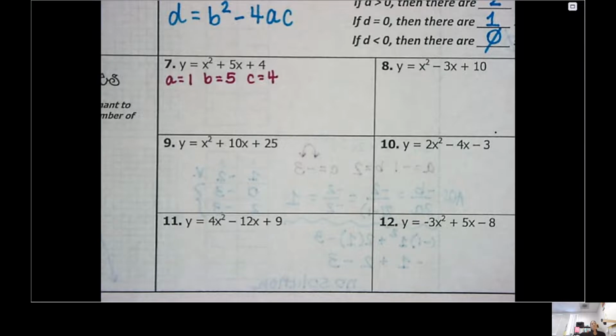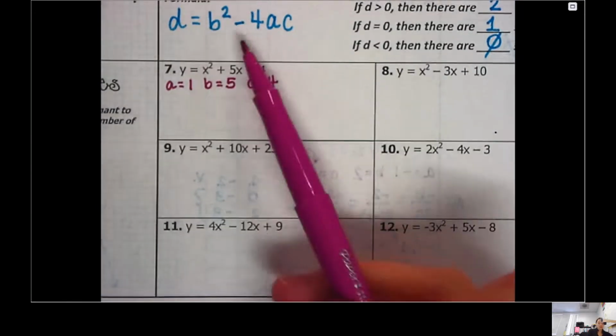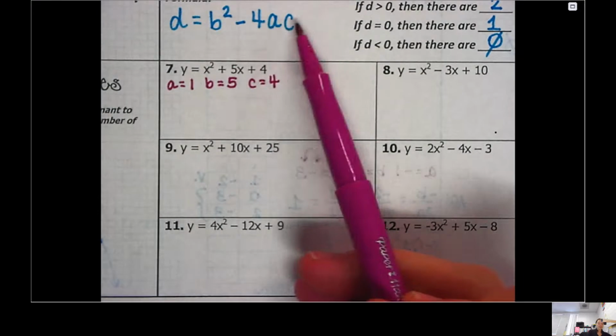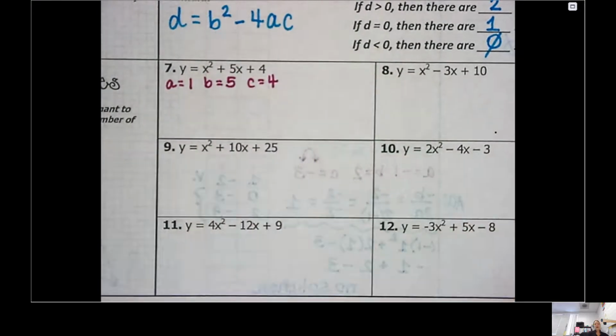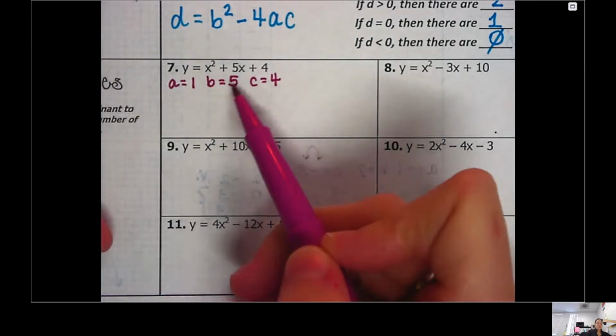Okay. A value is 1, B value is 5, C value is 4. We're going to take those, plug them into the equation, and then without graphing, I already know how many solutions there are going to be. All right, so here's the equation. B squared minus 4AC. So instead of B squared, what am I going to write? 5 squared. Good, so I'm substituting in the 5.